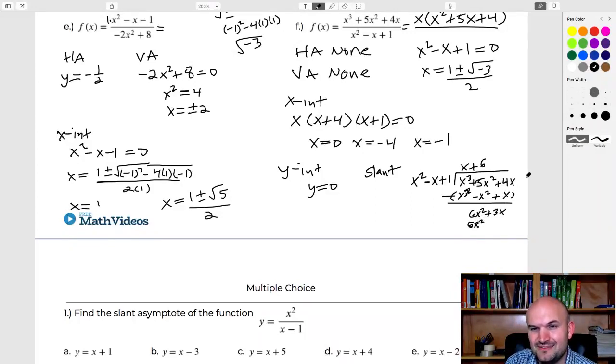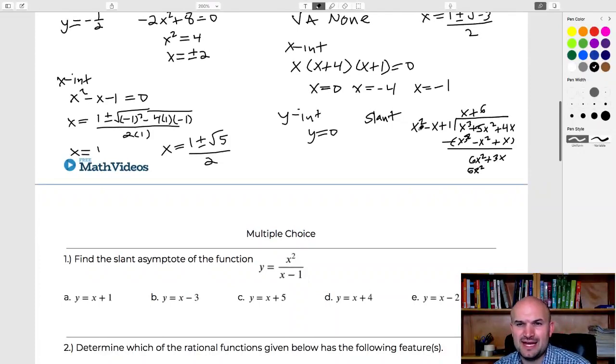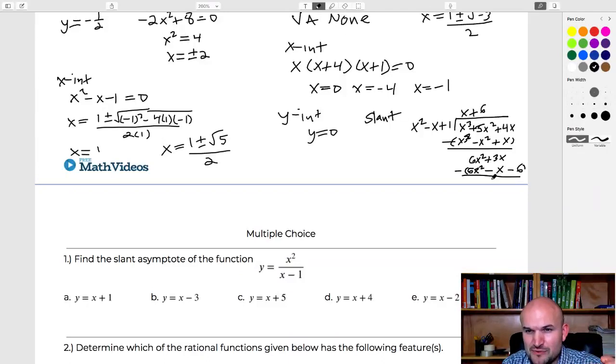Getting right at the end of this paper. And then 6 times negative x is negative 6x, and then 6 times 1 is a positive 6. Okay, it doesn't matter. That's going to go to 0 when I subtract these, and I'm going to be left with a 4x. Now, the important thing is x squared does not go into 4x, so that is my remainder.